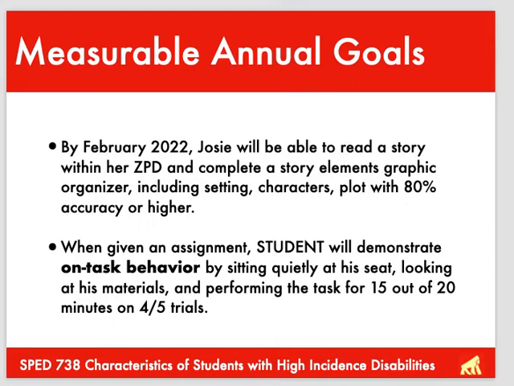So I've got one for behavior and one for academics, okay? So here's one for academics. We're talking about an annual goal. So by February of 2022, Josie will be able to read a story within her ZPD, which is her independent reading level, and complete a story elements graphic organizer, including setting, characters, and plot with 80% accuracy.